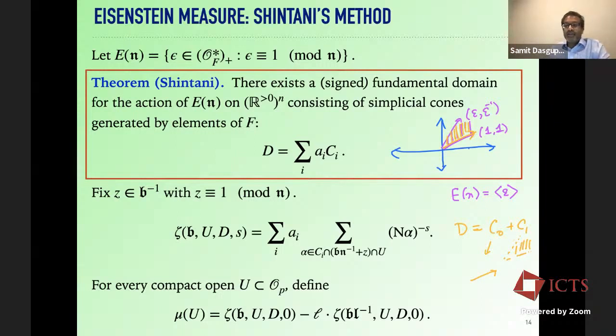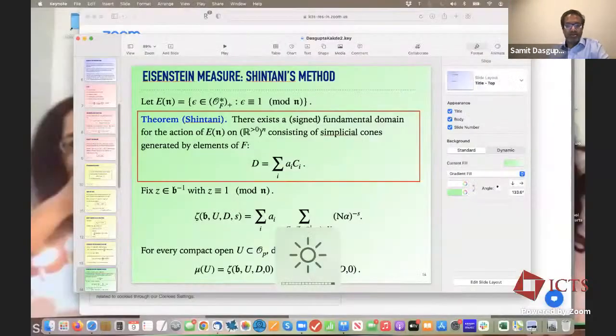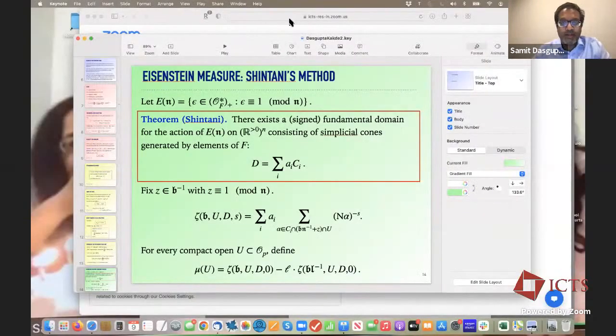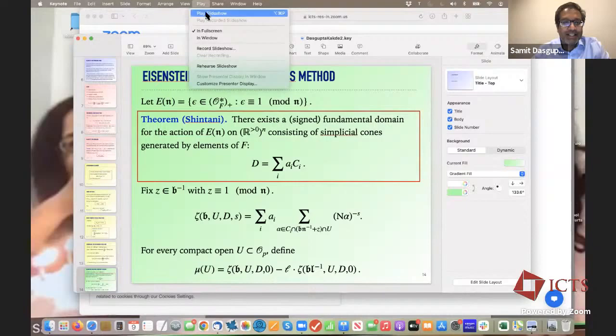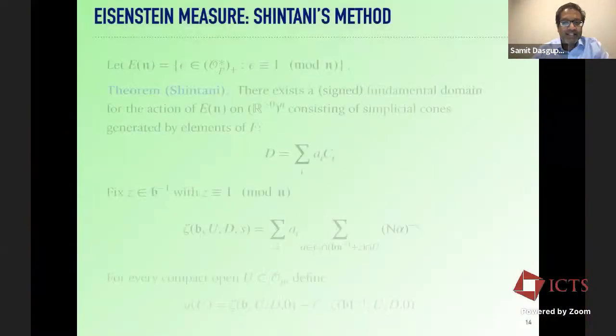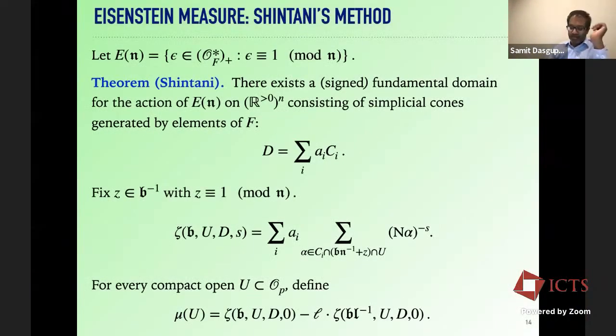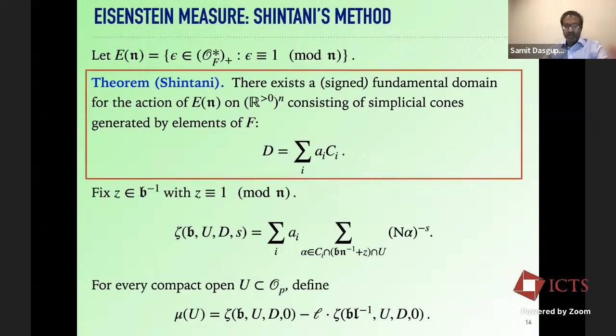In the case of a general number field, or a general totally real field, which is the only setting I'm considering here, Shintani proved that there exists a fundamental domain, but didn't write down a formula for what it is.